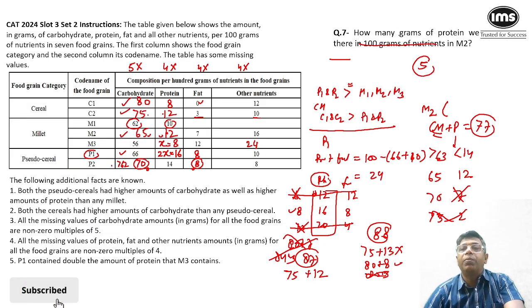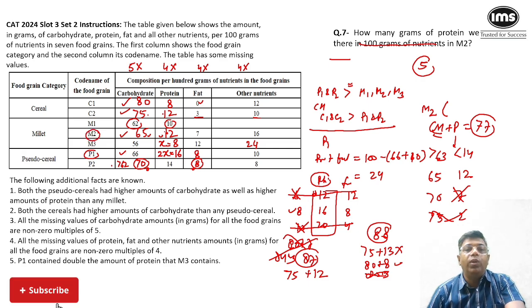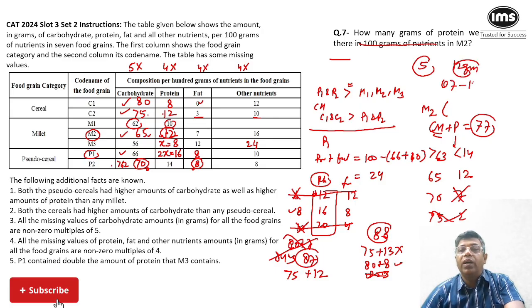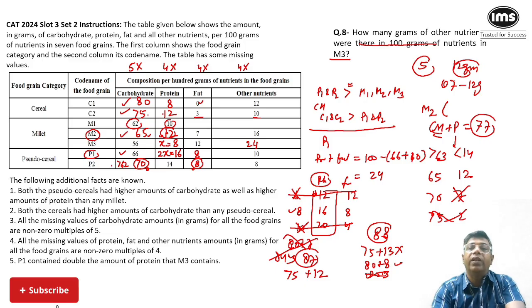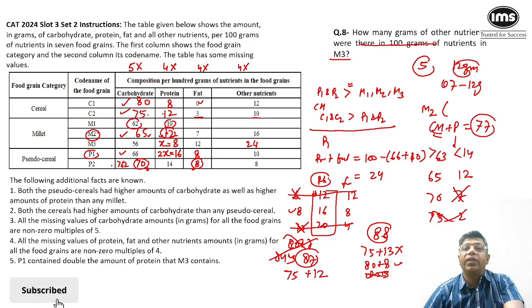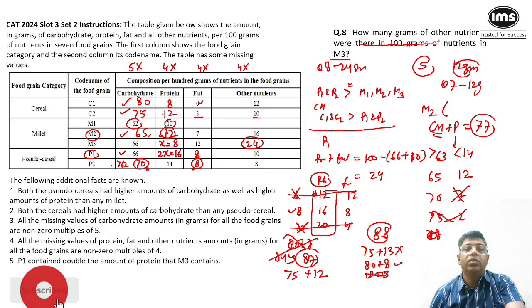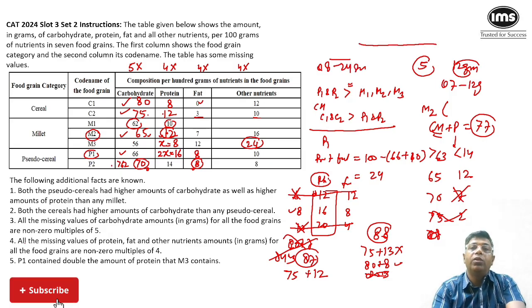Second, how many grams of protein were there in 100 grams of nutrient M2? How many grams of protein in M2? M2 has 12 grams of protein. So for this question, the answer will become 12 grams. For question 7, the answer is 12 grams. Go to the next one. How many grams of other nutrient were there in 100 grams in M3? M3 other nutrient, 24 grams. So for question 8, the answer is 24 grams. Nice.